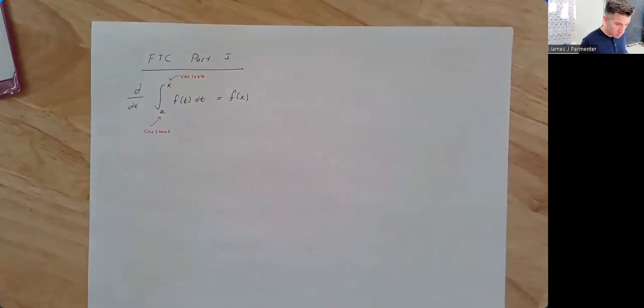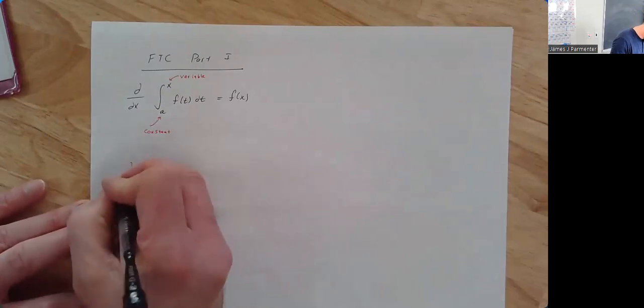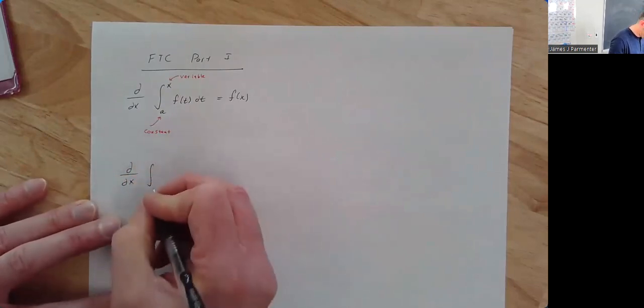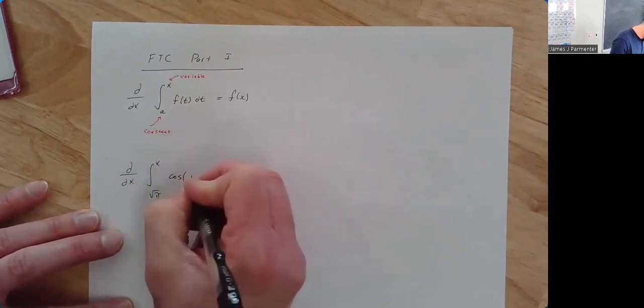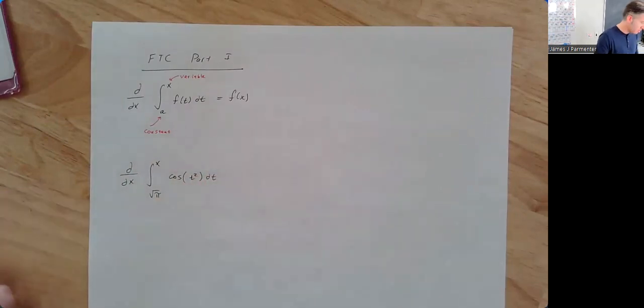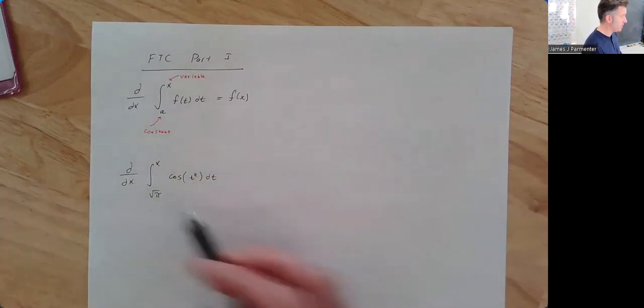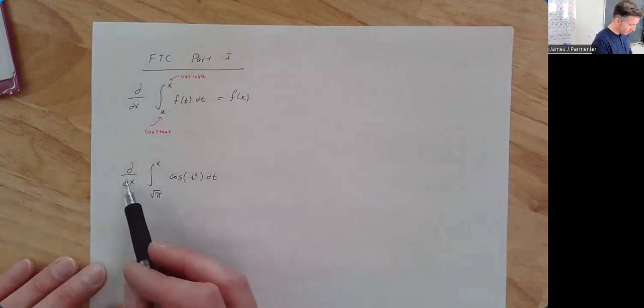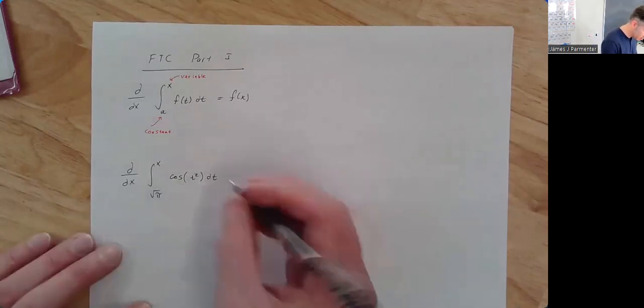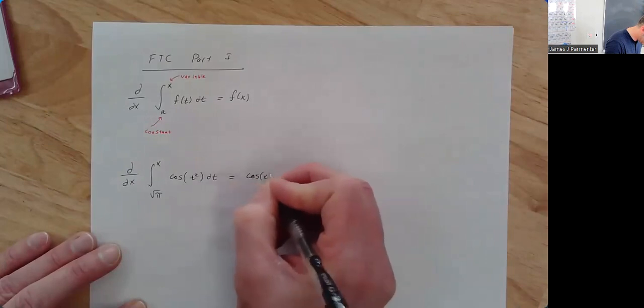So for example, the derivative of the integral from the square root of pi to x of cosine of t squared dt. I'll first point out that this is impossible to anti-differentiate. There is no nice antiderivative of cosine of t squared. There is no elementary function whose derivative is equal to cosine of t squared. That's fine. We don't need it because we're not trying to find the antiderivative. We're saying that the derivative of the antiderivative of this function is just equal to this function.